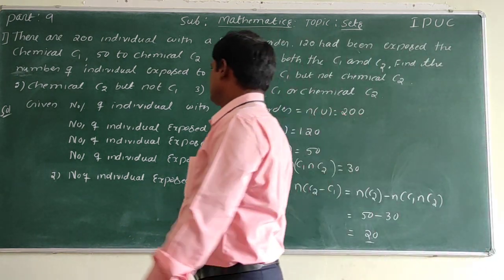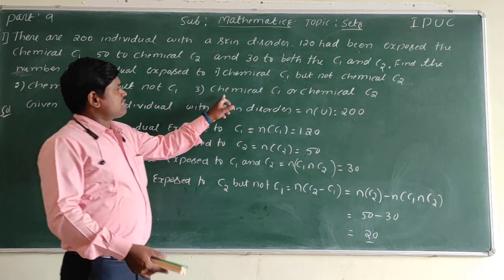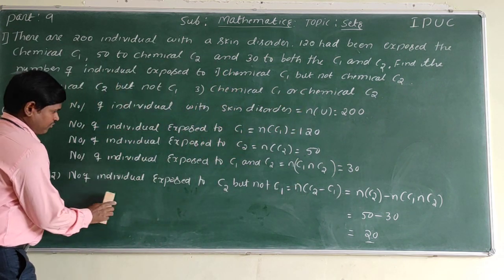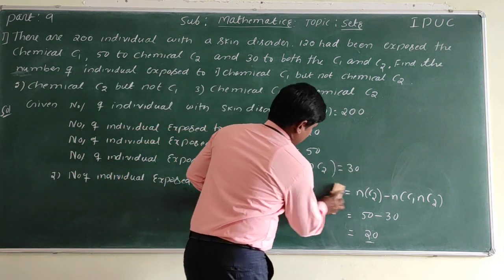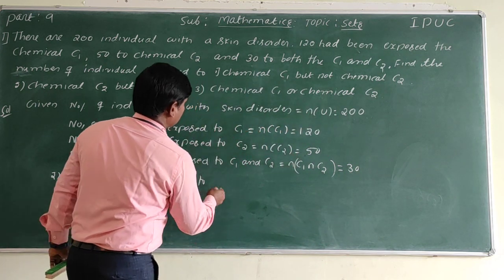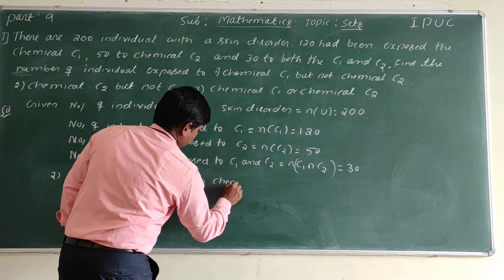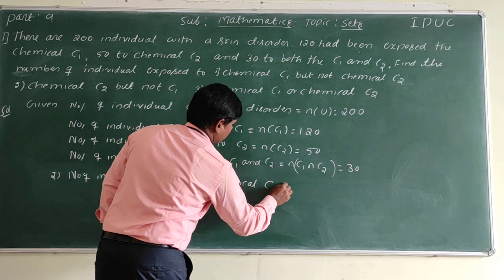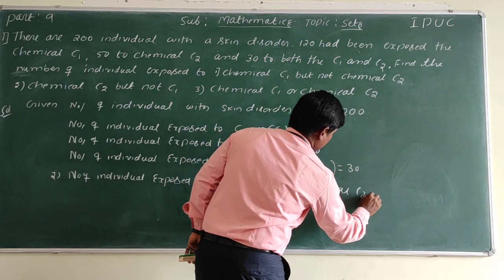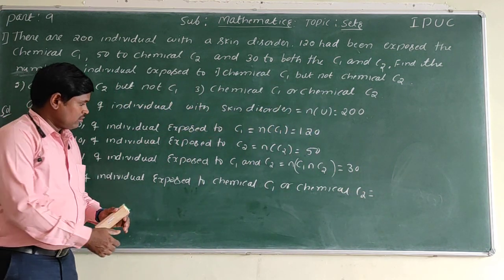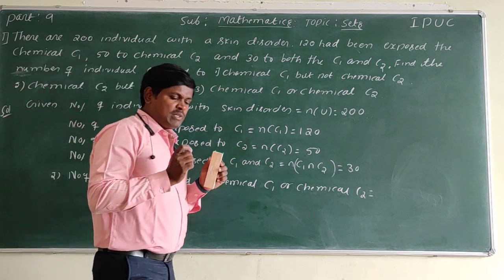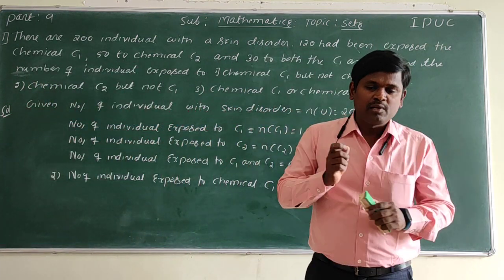Is it clear? So next one is chemical C1 or chemical C2. Number of individuals exposed to chemical C1 or chemical C2. So it is taken as chemical C1 or C2. That means the element which belongs to C1 or the element which belongs to C2.